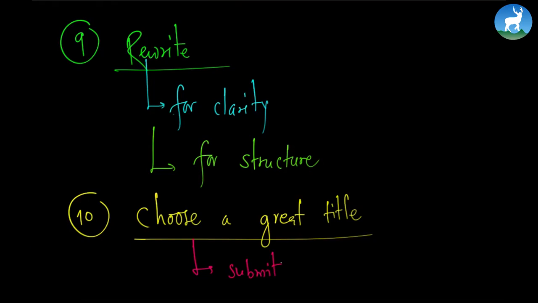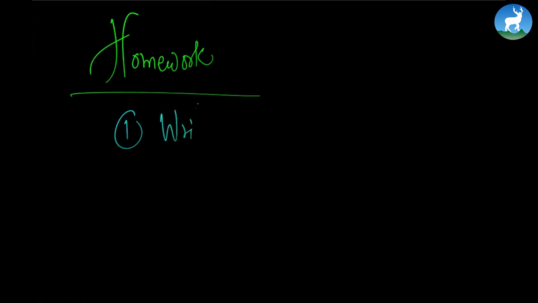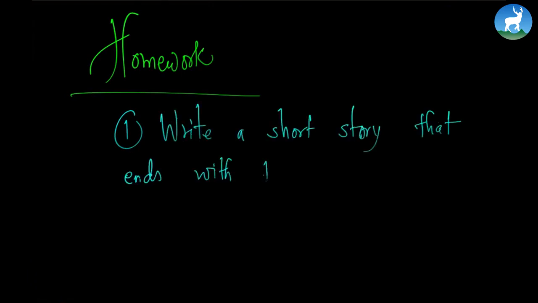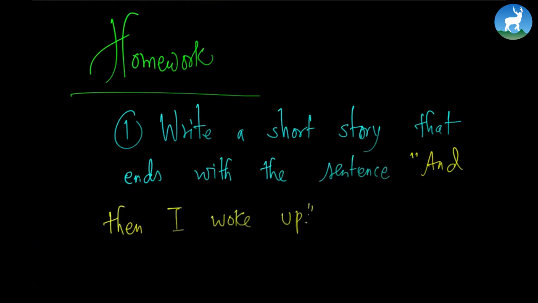Seems interesting, doesn't it? All right, now we come to the homework section. Your homework is going to be pretty easy. Since you now know how to write a short story, all you have to do is write a short story that ends with the sentence, and then I woke up. Sounds interesting, doesn't it? So all you have to do is write a short story by applying the 10 rules that you've just learned with an end in your mind. You already know what is going to happen in the end, and that is you're going to wake up from your dream. Think about that and write a short story.